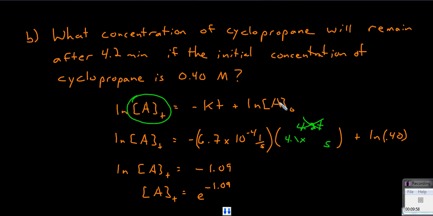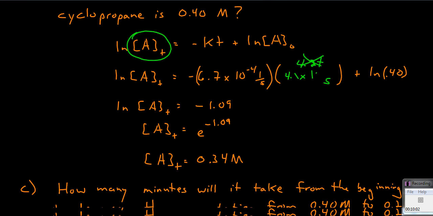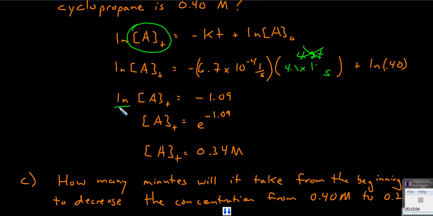And so this should provide you with ln of AT is equal to negative 1.09. What is AT? Well, you need to get rid of the natural log. And so take the anti-natural log of both sides so that you get e to the negative 1.09. The concentration of A at a given time is equal to 0.34 molar. To get rid of natural log, you need to take the number on the other side as the power of e. That's a big deal, important.